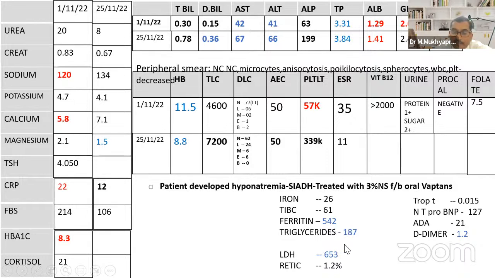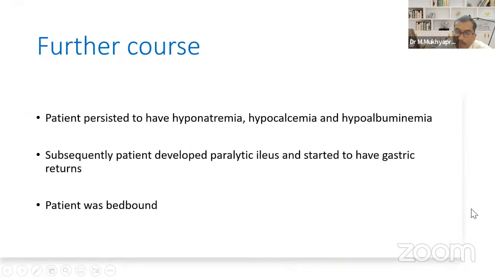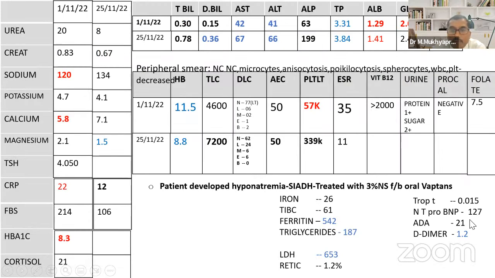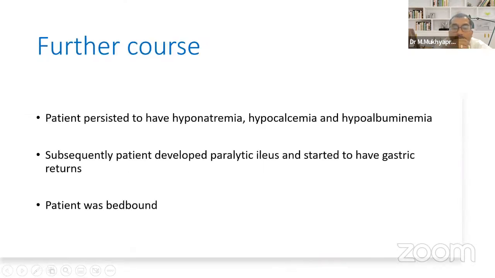We thought, is there any macrophage activation or hemophagocytic syndrome? Triglycerides were not raised. LDH was high, and ferritin and inflammatory markers were high. Meanwhile, he had a significant tachycardia. We thought it was due to pulmonary embolism. Troponin was negative, pro-BNP was negative, and D-dimer was positive. So I think at that point of time, the patient was falling very sick.